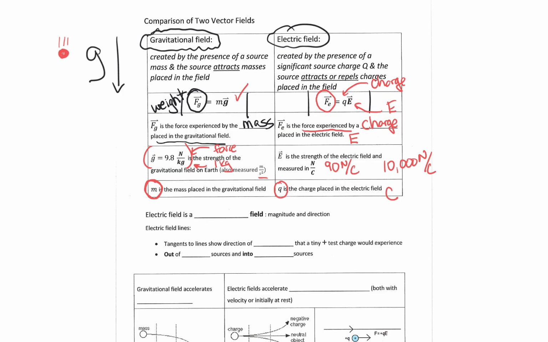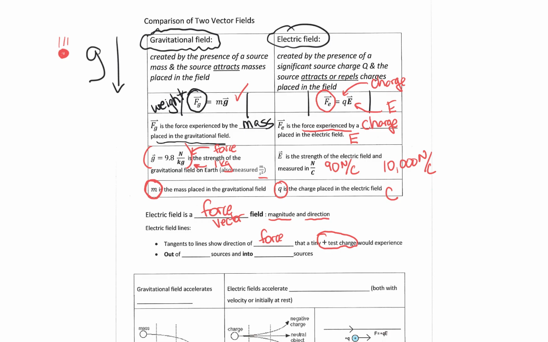So the electric field is a vector field or a force field. It's a field that's going to create a force. So it has a magnitude and a direction. It has a vector to it. And we've already learned how to draw the lines. The lines show the direction of force that a positive test charge would feel. If someone says, which direction does it go? It goes the same direction as a positive charge.